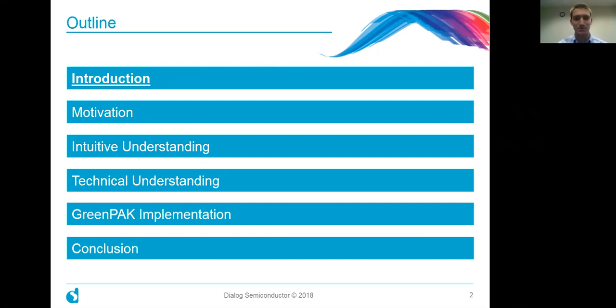So we'll do a quick introduction, then I'm going to look at the motivation of why you'd want a Coulomb counter. I'll try to give you a little bit of an intuitive understanding of what's going on with our particular Coulomb counter. Take a look at the technical understanding, so actually seeing what's going on with the equations and the capacitors. And then we're going to look at the GreenPAK's implementation of it, how we do it with GreenPAK, and what advantages that provides. And then we'll have a quick conclusion.